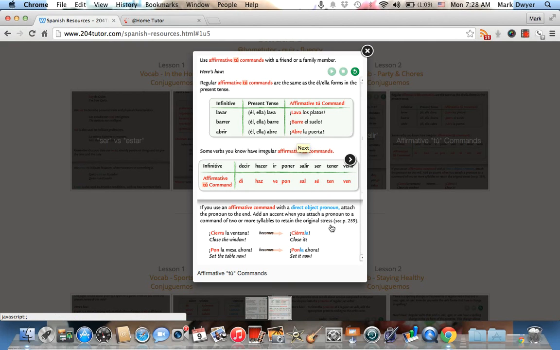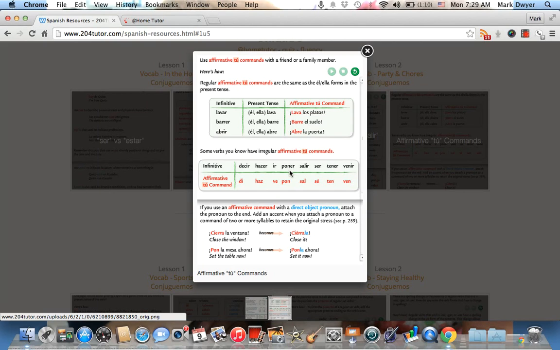There are some irregular commands, and you'll see those right here. Decir, if you want to tell someone to say something or tell something, you say di. You'll hear people say a lot, dime, tell me. We'll get to that in a minute. Hacer, you would say haz. So if you wanted to tell someone to make the bed, haz la cama. Ir, to go, if you're telling the dog go, like leave, go, it'd be ve. Remember that v is pronounced more like a b.